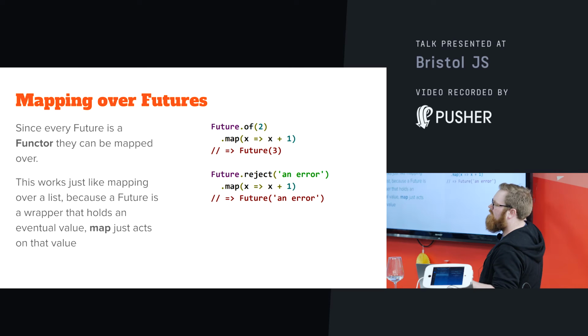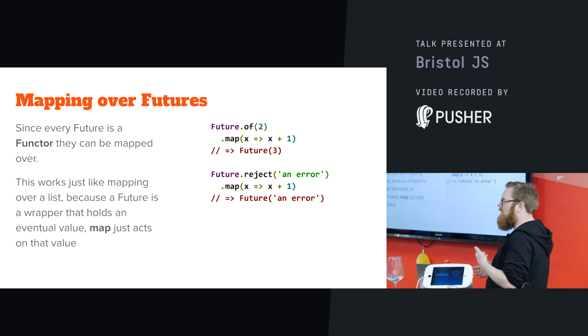Same with the error state. So if your feature is holding a fail state, in this case, it's holding a string describing the type of error, we can map over that as well. In this case, it ignores what you put in this map transformation and just carries on returning a feature with the content saying an error.